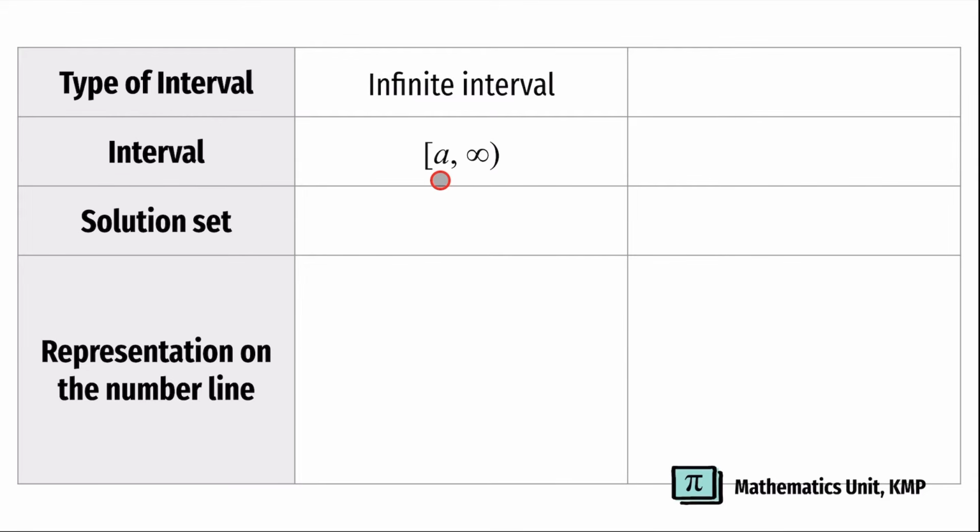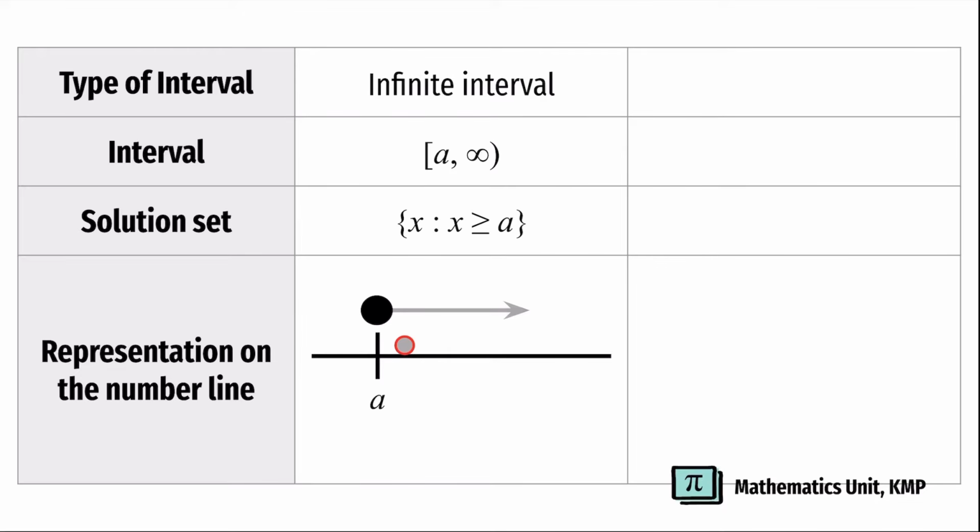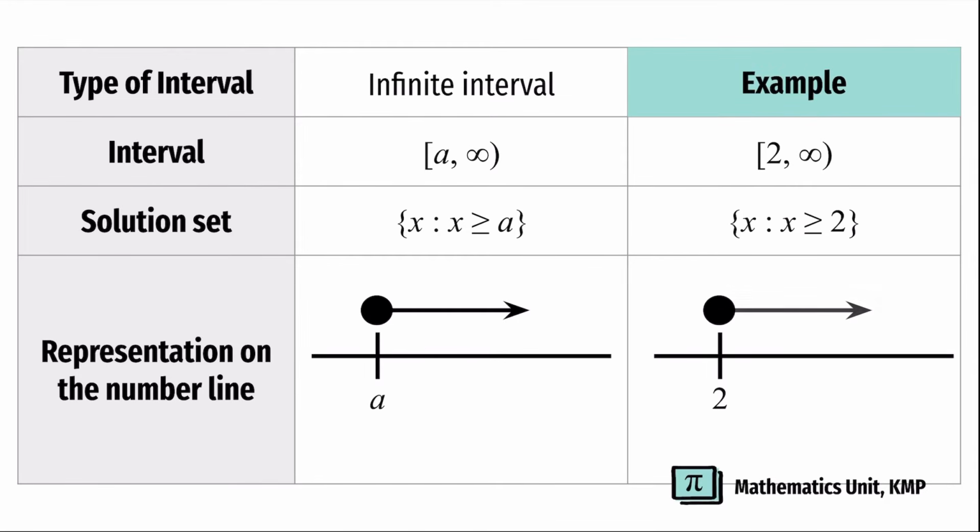For the solution set, we're going to write down as x is such that x is greater than or equals to A. For the number line, we're going to represent A with a closed circle, and for positive infinity, we're going to use right side arrow. Now let's take a look at the example. This one is pretty much the same. It's just that we're going to exclude the value of A. So we're going to use greater than and also empty circle.